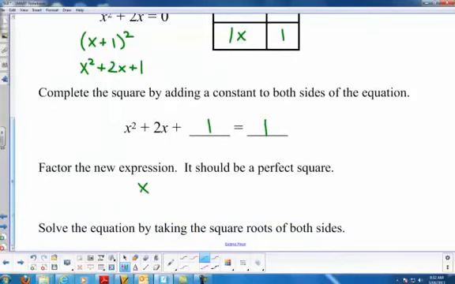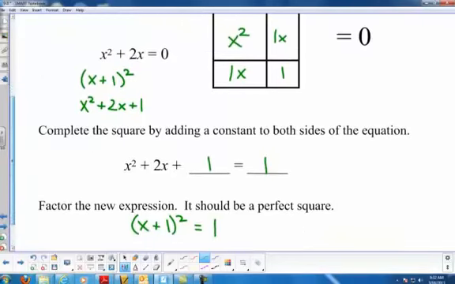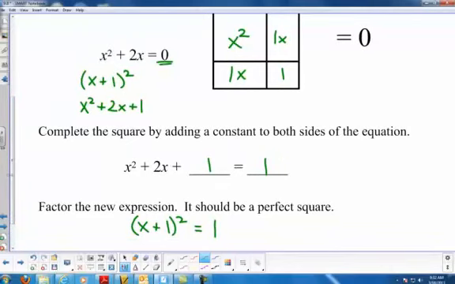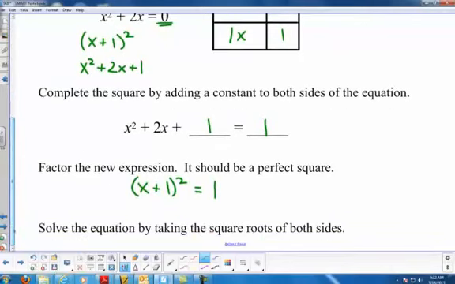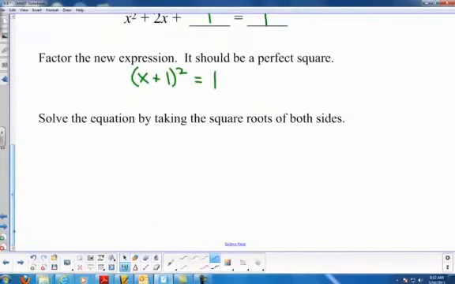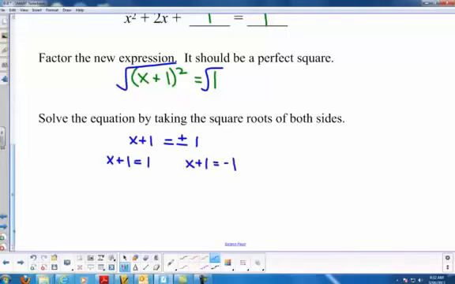So we have x plus 1 squared equals 1. It was initially equal to 0. And then we're going to solve by square rooting both sides. So x plus 1 is going to equal positive or negative 1. So let's just write that out as two completely separate problems. And then we would subtract 1, so one answer is 0. When we subtract 1, our other answer is negative 2.